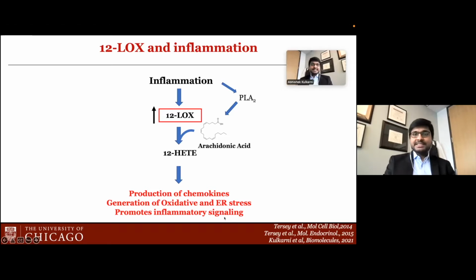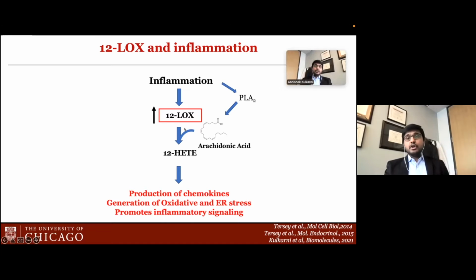So one such pathway that we are thoroughly interested in is this 12-lipoxygenase, or the 12-LOX, pathway. So 12-LOX, as I mentioned earlier, is a lipid metabolizing enzyme. Specifically, it catalyzes the oxygenation of different polyunsaturated fatty acids. So one of the substrates of 12-LOX is arachidonic acid, which is released from the cellular membrane by the action of phospholipases. Interestingly, the activity of both these enzymes, 12-LOX and phospholipases, is enhanced in conditions of inflammation.